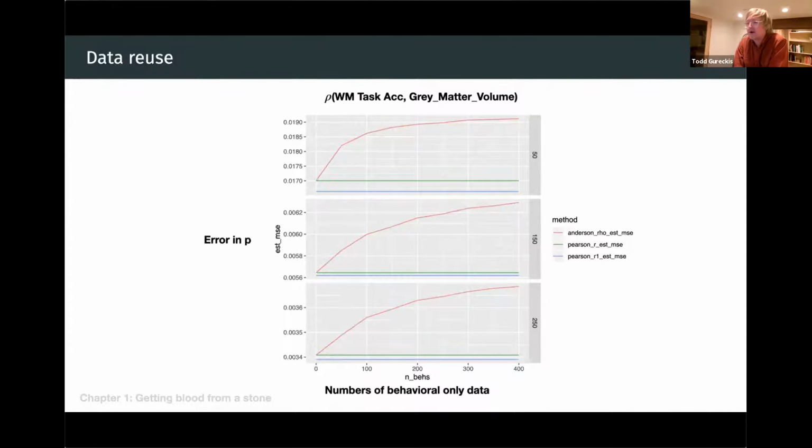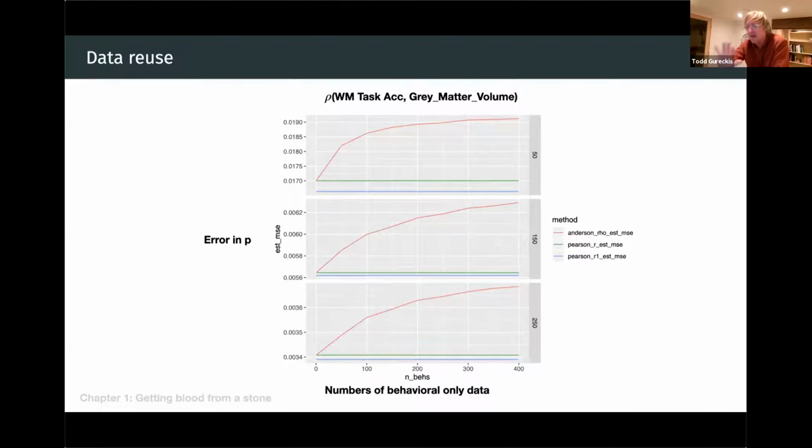Now, we looked at a couple of other ones, and it didn't always work. So it's good to be truth in advertising. Here we looked at working memory task accuracy and gray matter volume. And here the Anderson-Rowe estimate actually becomes slightly worse in terms of the mean squared error as you add additional behavioral-only data.